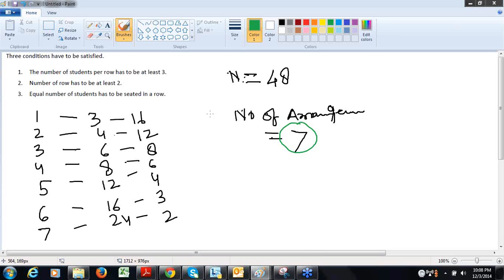Basically what we are doing is finding the factors of the total number of students. So n is equal to 48. We have to find the number of factors. Just remember that the minimum number of students has to be 3. So we have a total of 7 arrangements possible in this case. Hope everybody understood this. If anybody has a problem, just raise it right now.